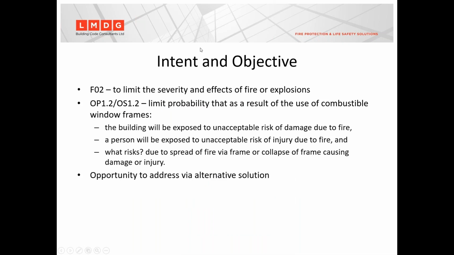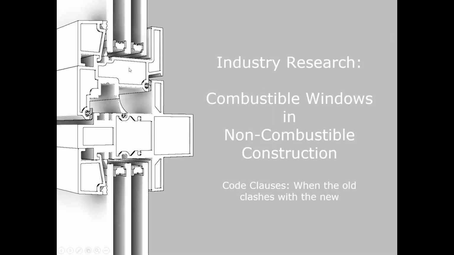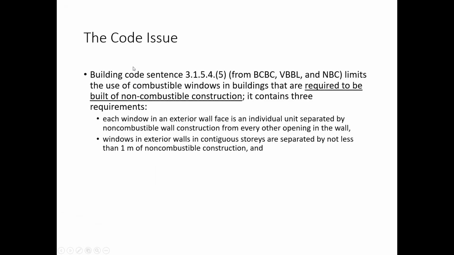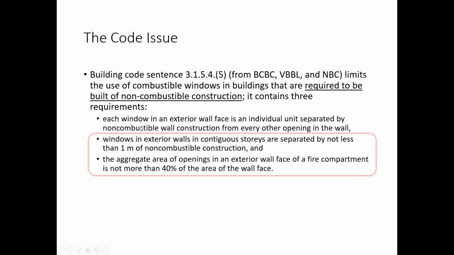We still can assume that based on the overall intent and objectives of limits to combustible components, the overall objective is to limit, again, the severity and effects of fire and explosions. And if something doesn't align with the prescriptive requirements of the building code, there is always an opportunity to address it by alternate solution, which has actually been done in this instance for combustible windows used on non-combustible construction. But the industry took it a step further. So here's some background into a research project that resulted in a public building code change from a team up of private and public interests. So here goes. Again, the code issue is that while combustible windows are permitted, they are limited to, well, these two really play.